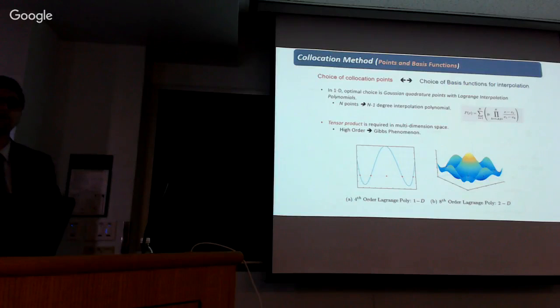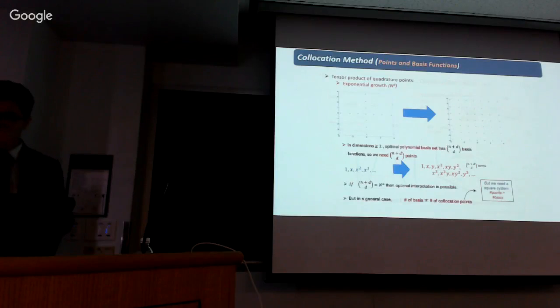But in multi-dimensional systems, both the Lagrange interpolation and collocation points require a tensor product. So you can see in the picture, in one dimension, I have 5 points, so the Lagrange interpolation will be of degree 4. But in 2 dimensions, if I have 5 points in each direction, the degree of my polynomial will be 8.